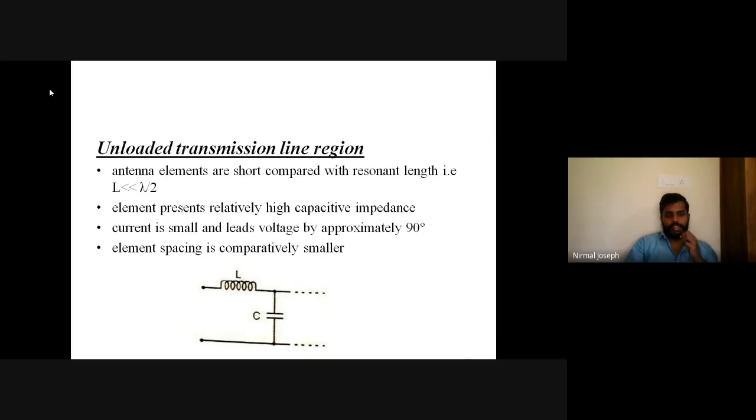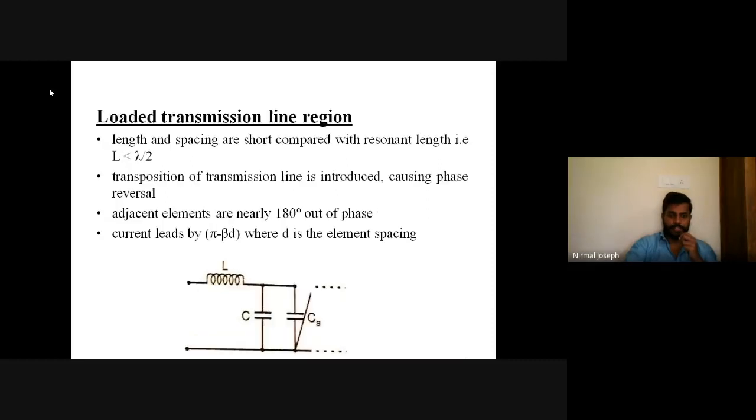Okay, so it will give rise to a capacitance, and that capacitance value will be dominant. So here current is small and leads the voltage by approximately 90 degrees, as in case of general capacitive circuits. Next one is the loaded transmission line region. This is also the second classification within the inactive region. So inactive region is basically capacitive region.